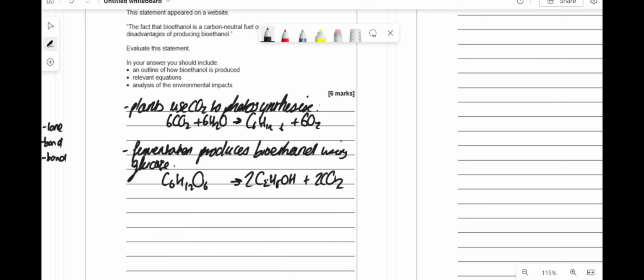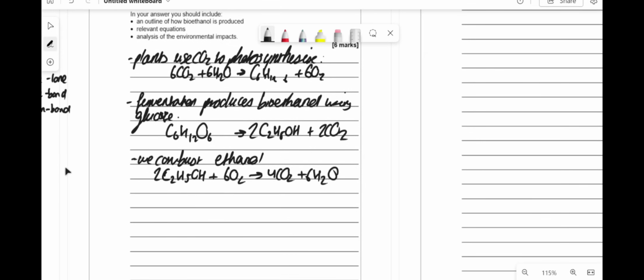Right. Now, obviously, we actually need to make use of this. So we're going to burn it. So we combust ethanol. The equation for the combustion of ethanol is 2C2H5OH + 6O2 goes to 4CO2 + 6H2O. Now, obviously, if we combine these equations, you can see that 6 moles of CO2 are taken in and 6 moles are released. So you can see there's a 4 here and there's a 2 there, so that adds up to 6.